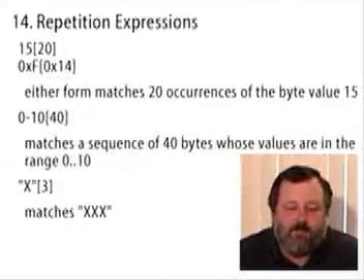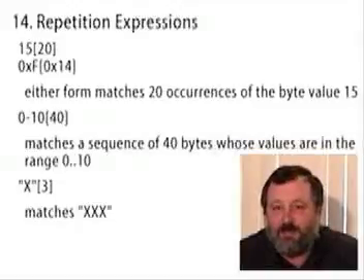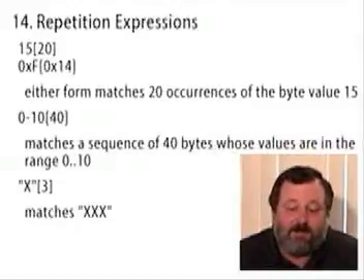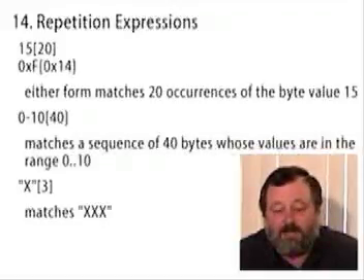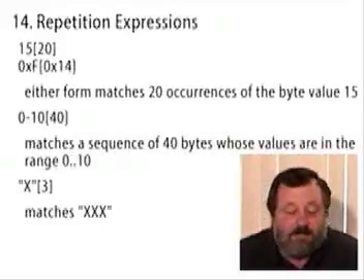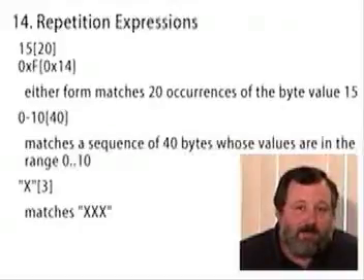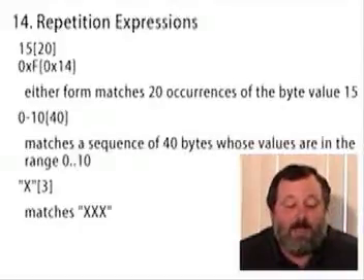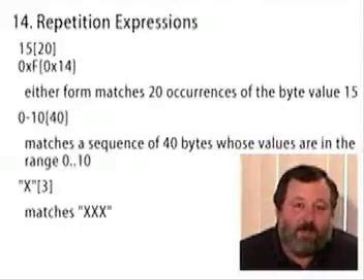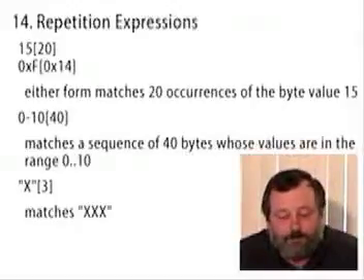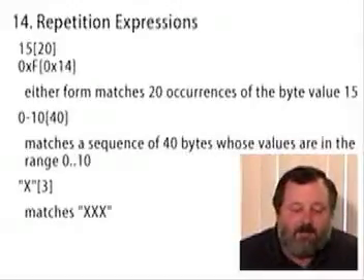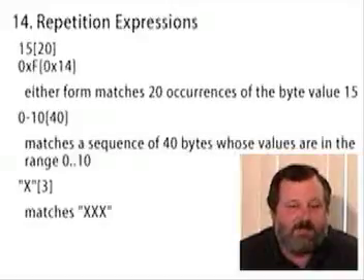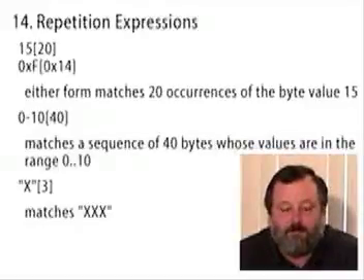Multiple occurrences of bytes, byte ranges, strings, or case-insensitive strings can be specified by putting a repetition number in brackets after the expression. For example, 15[20] will match 20 occurrences of the byte value 15. 0-10[40] specifies a match for a sequence of 40 bytes, each of whose value is in the range 0 to 10.